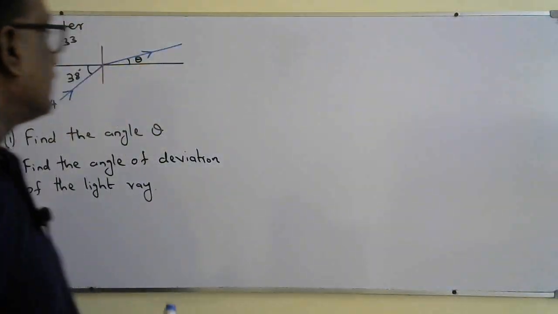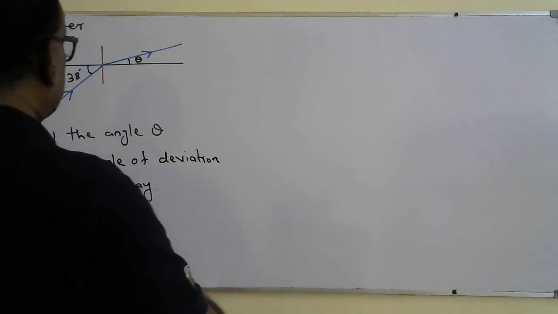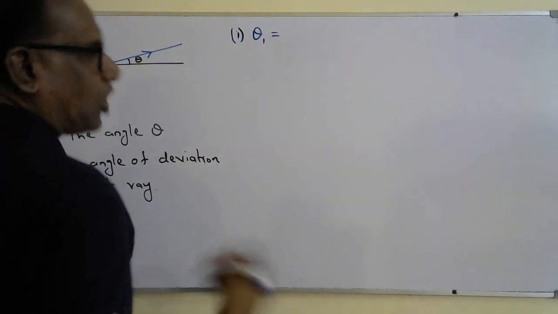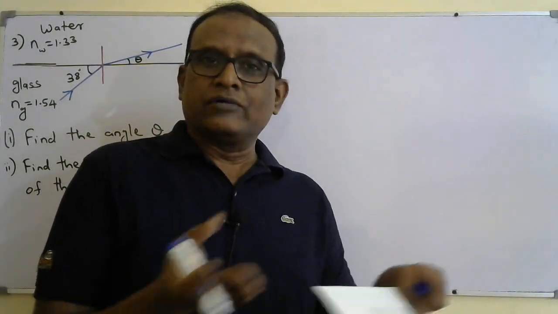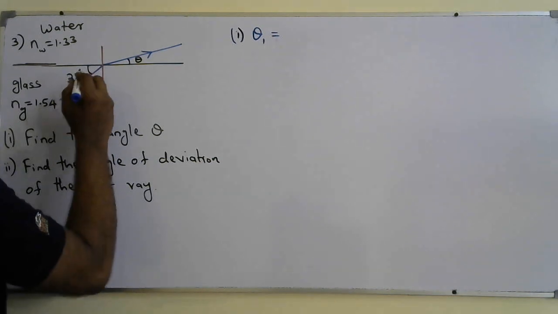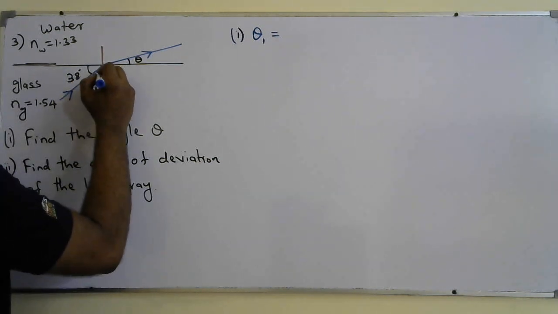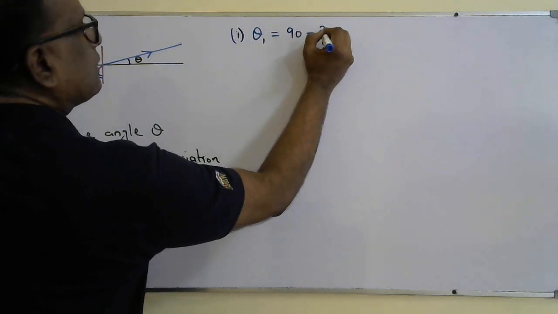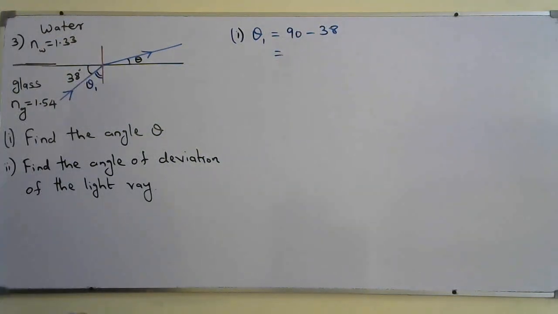Okay, so if you are using this Snell's law, normally we use n1 sine theta 1 equals n2 sine theta 2. So I will find theta 1. That is going to be this angle. This angle theta 1 is equal to 90 minus 38, so that will be 52 degrees.